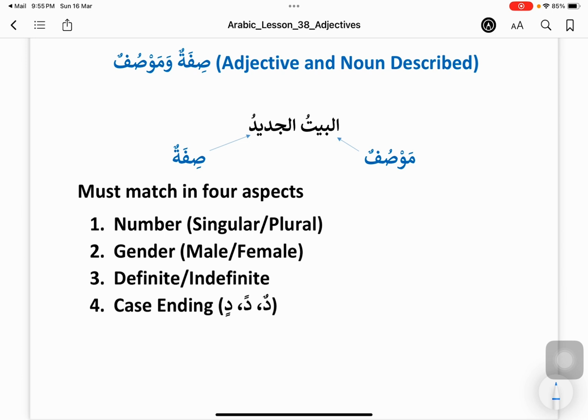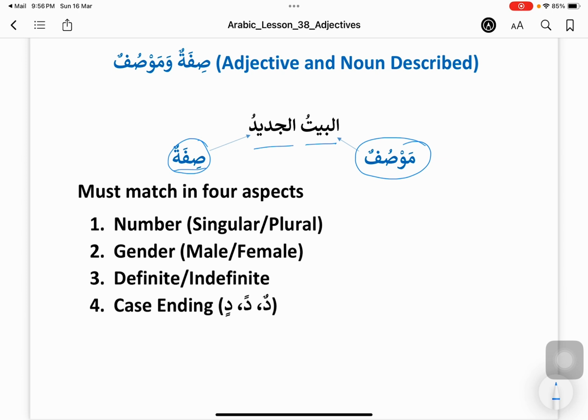In the English language, when we describe something, for example, we say the new house. If you say the new house, the new comes first and the house comes after that. In Arabic, the noun comes first and then the adjectives come after that. The adjective in Arabic is called sifa, and the noun that is described with the adjective is called mawsuf. So if we want to say the new house, we say al-baytu al-jadidu, the new house.